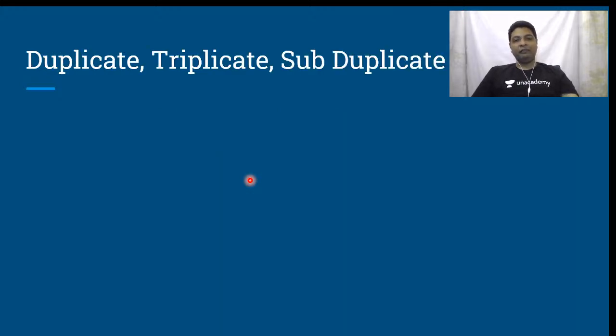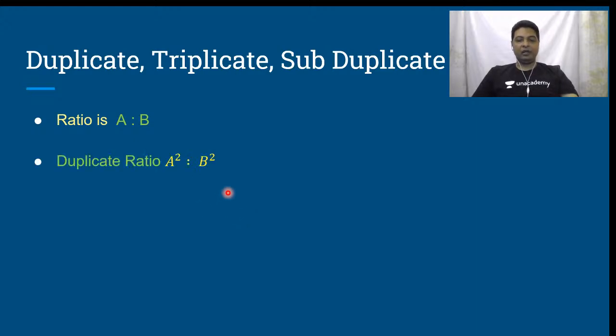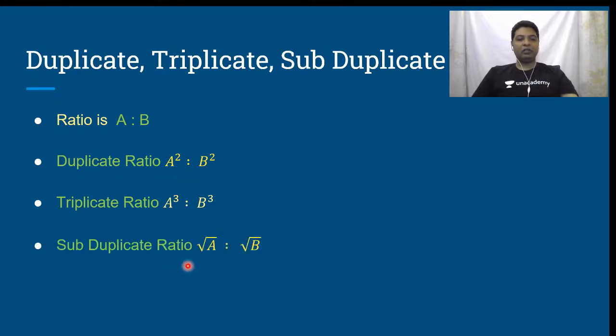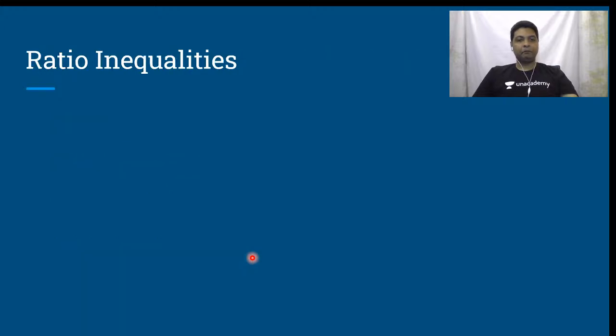Now let us understand a few more terminologies with respect to ratios. What is meant by duplicate, triplicate, subduplicate and subtriplicate ratios? If I have a ratio A is to B, then the duplicate ratio of A is to B is A squared is to B squared. Triplicate ratio of A is to B is A cube is to B cube. Subduplicate ratio of A is to B is root A is to root B. And subtriplicate ratio of A is to B is cube root of A is to cube root of B. Is that clear?